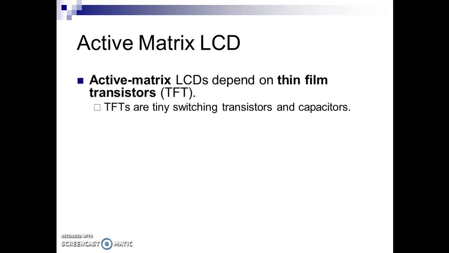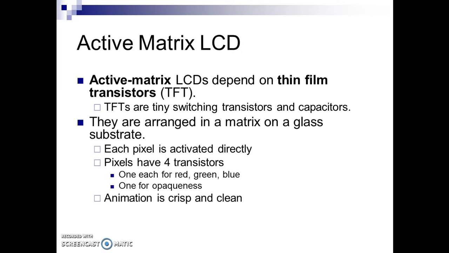Little bit about the physics. So active matrix LCD displays, they depend on thin film transistors. And these essentially work much like a cathode ray tube in the sense that they're arranged in a matrix on a glass substrate. And they, again, use red, green, and blue, but we have a fourth transistor that provides opaqueness. In other words, it blocks some of the light.